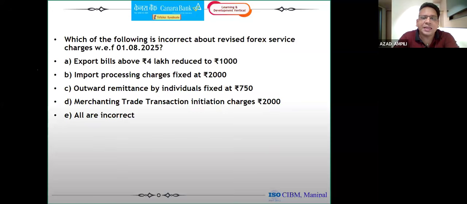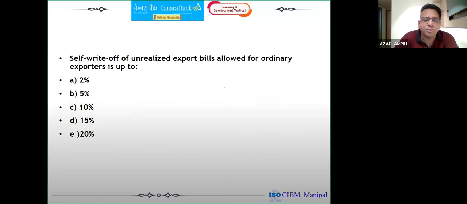Which of the following is incorrect about revised Forex service charges? Very good, very smart people. Somebody feels it is E, somebody feels it is something else. Everybody keep trying, nothing wrong. You have to type only a single letter A, B, C, D, E. Simple, it will not take much time. The right answer is merchant in trade transaction charges are 10,000, it's not 2,000. Very good. Next question is there.